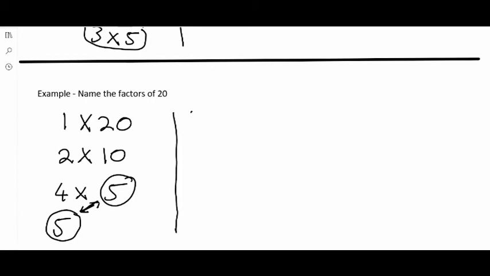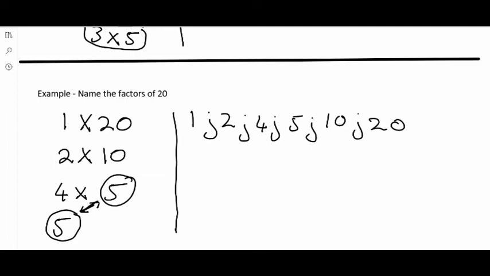So the factors of 20 can be listed as follows: 1, 2, 4, 5, 10, and 20 itself. Can you see that 20 and 1 are still considered factors of 20? Please don't forget about those ones. At the end of the day, the middle numbers are up to the number itself, but 1 and 20, just don't forget about those numbers.